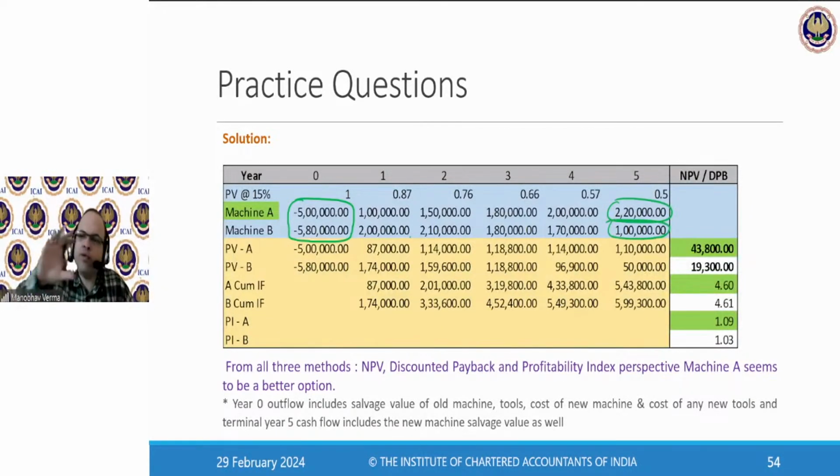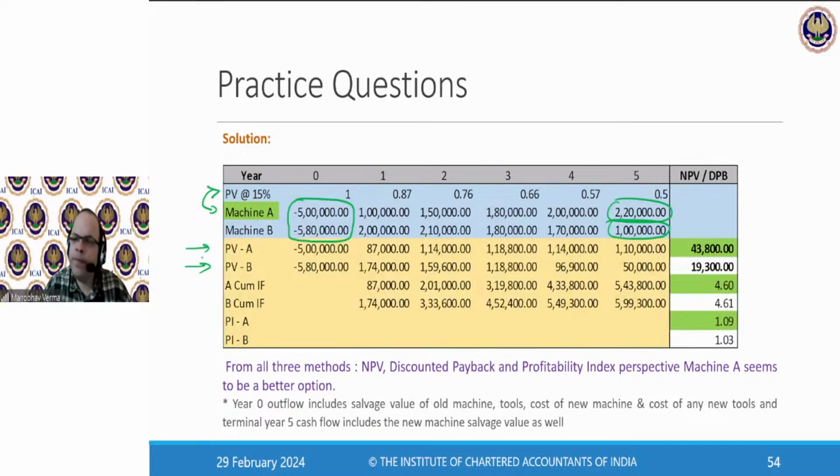So we are getting the cash flows for both the machines here. And then based on the discounting factors, we are calculating the present value for the machine A scenario, and the present value of the machine B scenario.